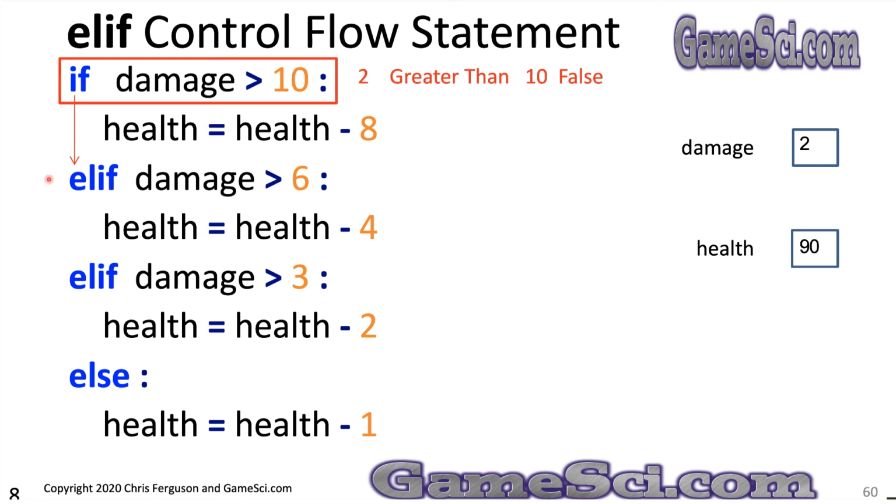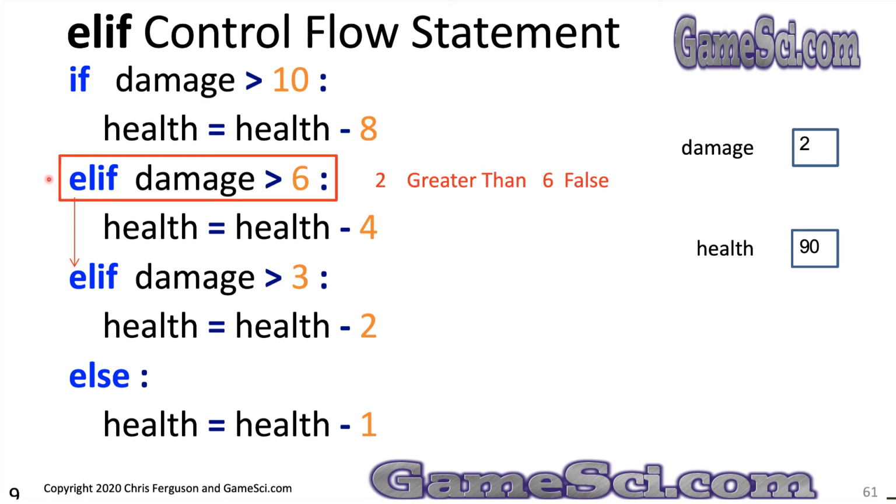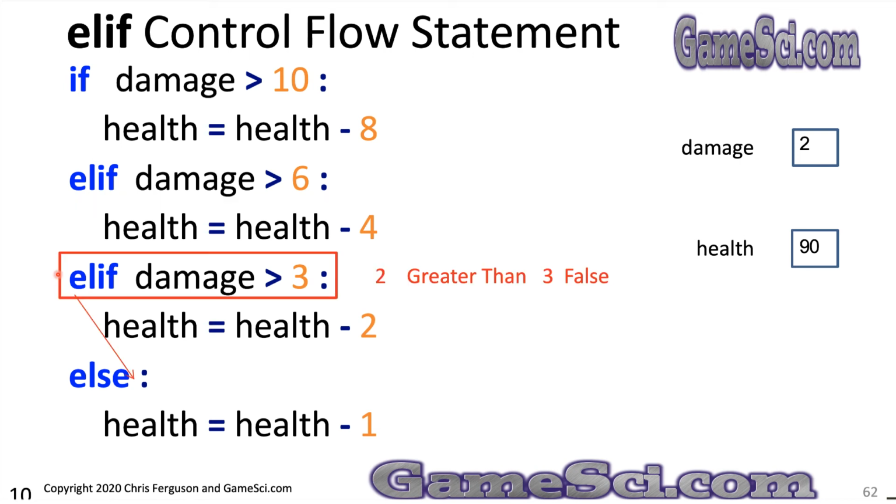This is a special form of the else statement. Else if damage is greater than 6 reads as 2 greater than 6. That is also a false statement. Since this is a false statement, it will skip past the indented code to the next else. Else if damage greater than 3 evaluates as 2 greater than 3, that is also a false statement. However, we have run out of else if statements, so if the last if is false, we will go to the else and execute the code in the else.